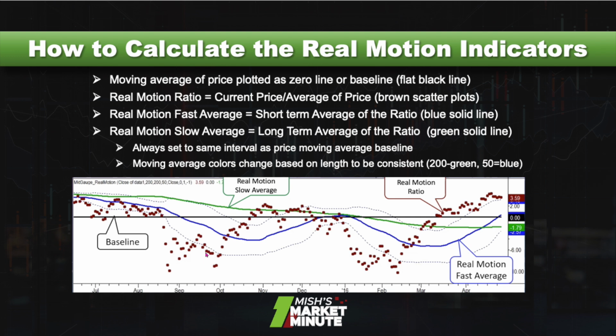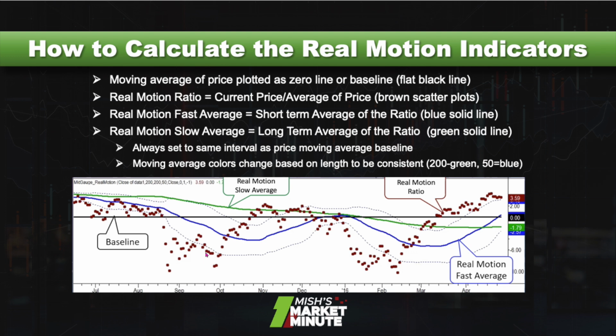So you can see all the information here that every week I show you. So the moving average of the price plotted as the zero line right here, that is your baseline to look at. The real motion ratio equals the current price, so whatever the current price of the instrument is, divided by the average of price. And that's what these brown scatter dots are actually. The real motion fast average that you don't see me use very often, but I'll tell you anyway, equals the short-term average of the ratio. So that's the blue solid line, okay?